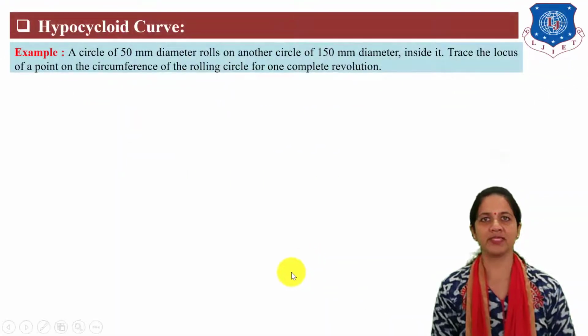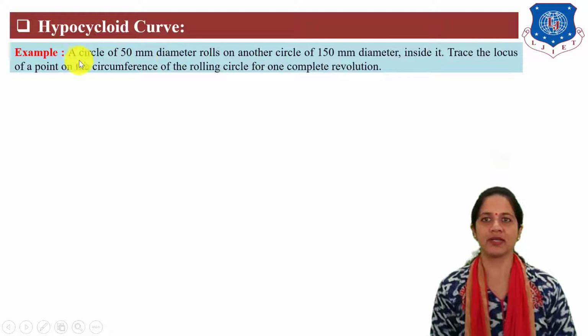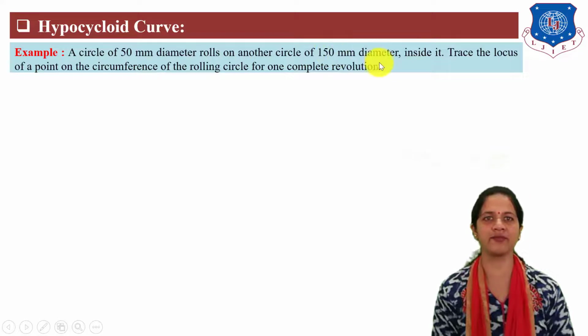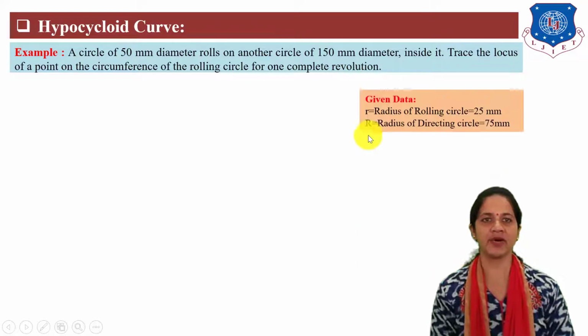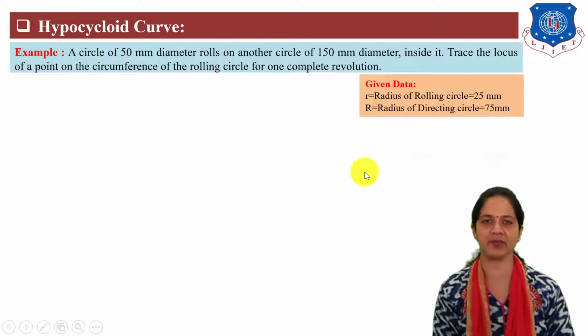Next, let us solve an example of a hypocycloid curve. A circle of 50 mm diameter rolls on another circle of 150 mm diameter. Inside it, trace the locus of a point on the circumference of the rolling circle for one complete revolution. First, list out the given data. Small r, radius of rolling circle, is equal to 25 mm. Capital R, radius of directing circle, is equal to 75 mm.